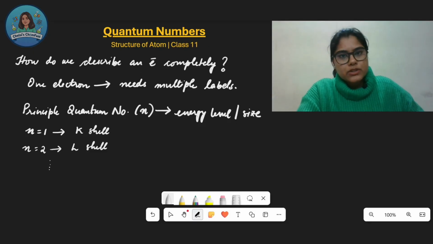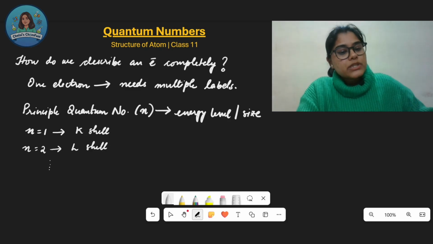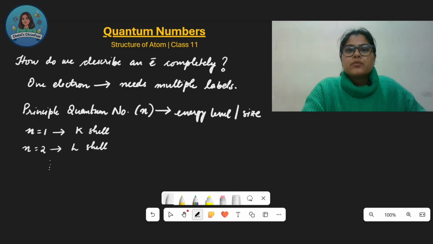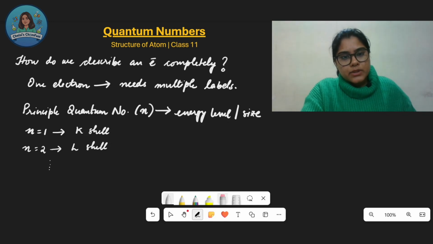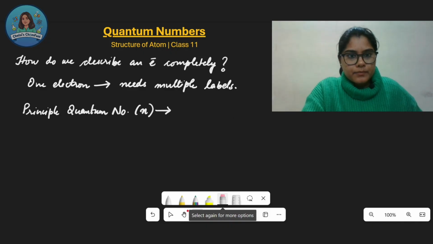Knowing the shell alone is not enough. Even within the same shell, an electron can be present in regions of different shapes. So the shape of the region where an electron is most likely found is described by a new quantum number known as the azimuthal quantum number. So now we will discuss the azimuthal quantum number.